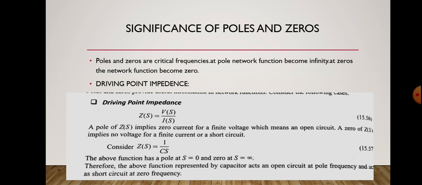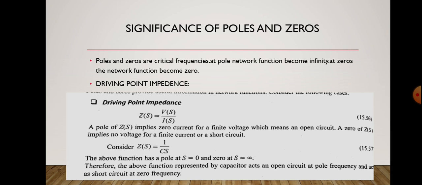We have studied network functions and also transfer impedance, driving point impedance, and so on. Those quantities will be in polynomial form, that is, in the form of a by b. So the numerator and denominator will be polynomials, and poles are the roots of the denominator polynomial and zeros are the roots of the numerator polynomial.